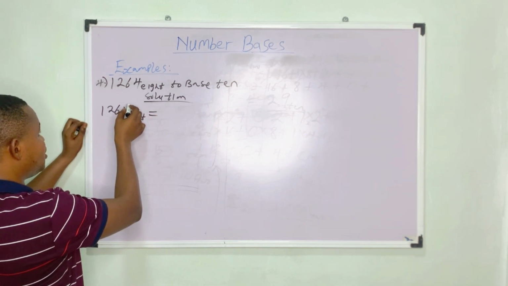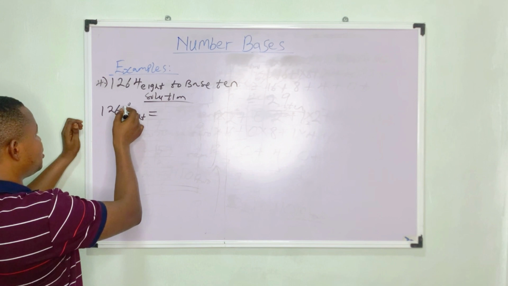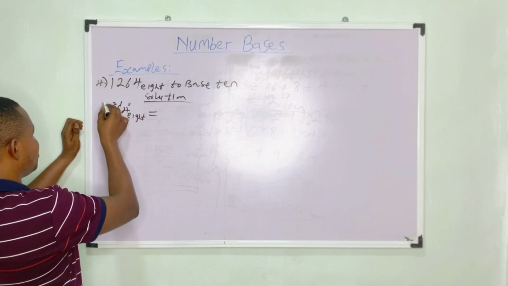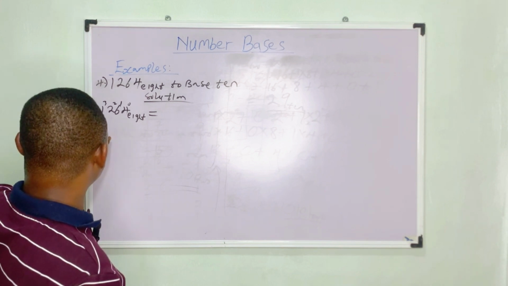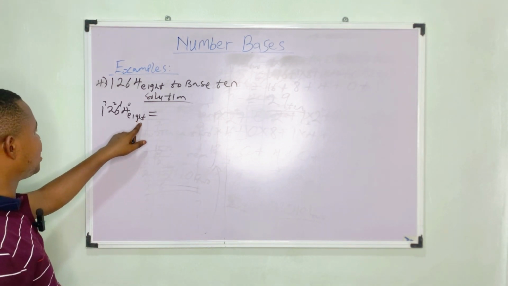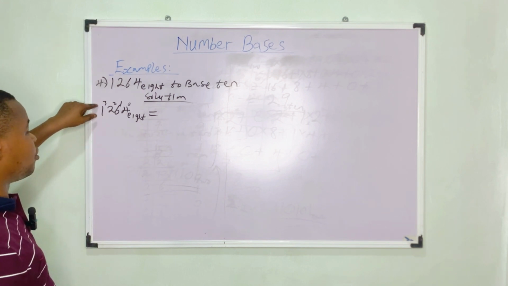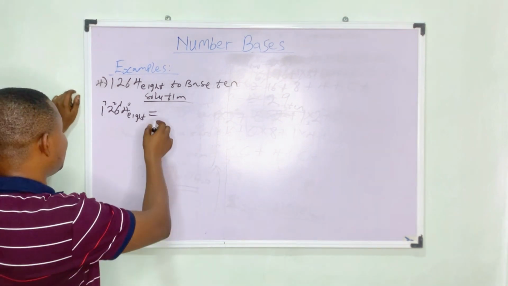Like I told you, this is what we did there. We assign power to each digit: 1, raised to power 0, raised to power 1, 2, and 3. Then you pick each number one after the other, multiply it by the base, and raise the base to the power assigned to the number. It's as simple as that.